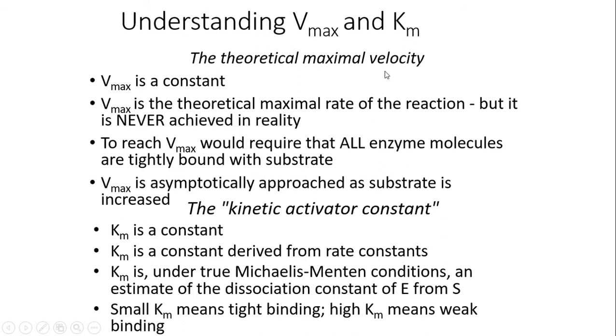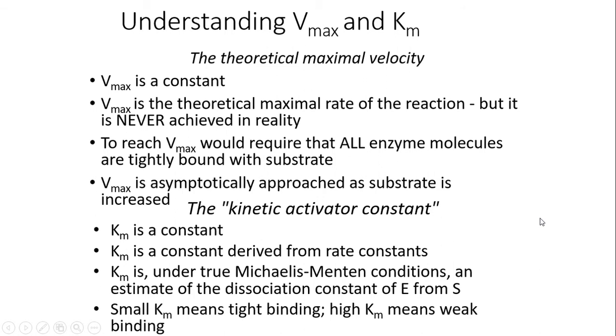But theoretically, Vmax is a constant, so maximum velocity. It's a constant, it's theoretical, so it's never actually achieved in reality, but we get very close. To reach Vmax, it would require that all the enzyme molecules be tightly bound with a substrate, so in that ES complex. And we know that there is an off and on equilibrium between enzyme and substrate. So Vmax is asymptotically approached as substrate is increased.